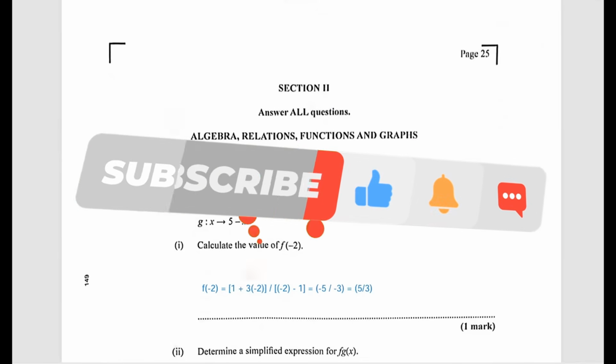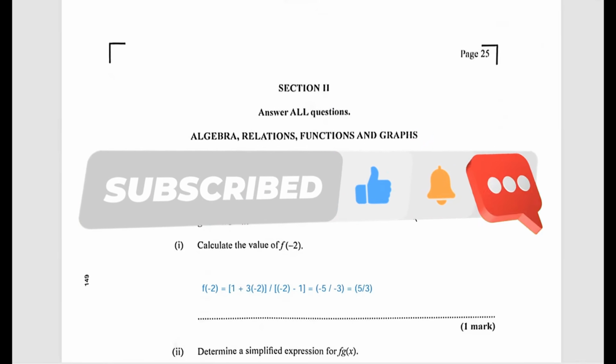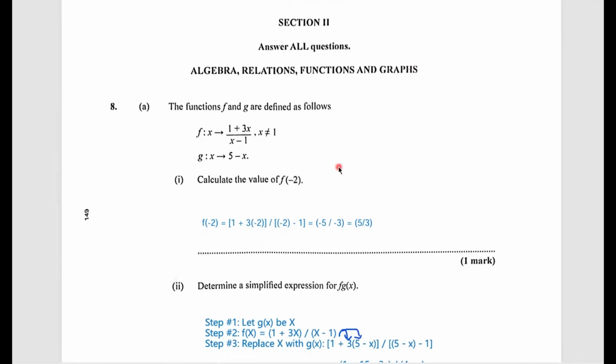Hey, we're in section 2, right? So we're going into functions. f of x is 1 plus 3x over x minus 1, g of x is 5 minus x. Calculate the value of f of minus 2. Just replace x with minus 2. So it'll be 1 plus 3 by minus 2, all divided by minus 2 minus 1. This will give me 1 minus 6, which is minus 5, divided by minus 2 minus 1, which is minus 3. Minus 5 divided by minus 3 will give you positive 5 over 3.